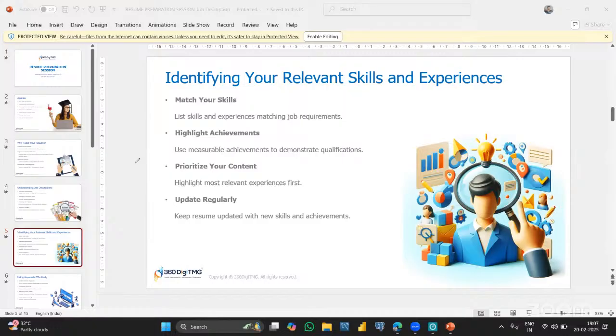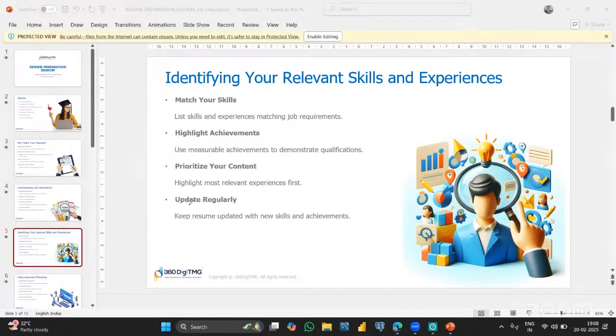Then prioritize your content. It means you should highlight your most relevant and recent experiences. For example, I started working in 2020 as a Microsoft Excel developer, right? I was an Excel analyst there. For 2 years, I did that work. After that, I worked as a salesperson, for example. So I should not highlight that sales job in my resume in comparison with that Excel work. Why? Because as a data scientist or data analyst, you also work in Microsoft Excel. So highlight those kind of experiences first if you have.